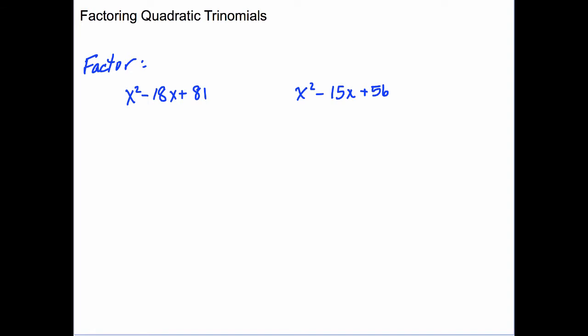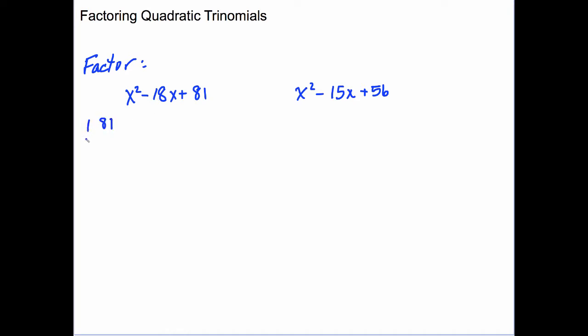Now here are two examples in which the center coefficient is negative, or that is the coefficient of x. In this case, we're looking for two numbers that multiply to 81 but add up to negative 18. So we can start with 1 and 81.